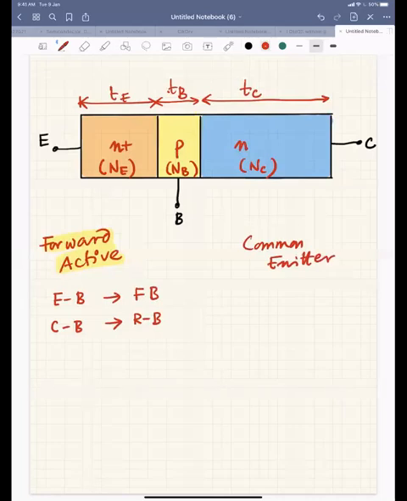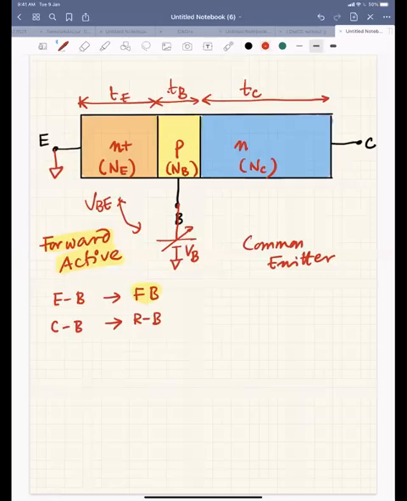So emitter is common. If I want to have forward active, the emitter base junction has to be forward biased. Your emitter is common, so I'll not give any voltage to emitter. If I want to make this emitter base junction forward biased, I'll give a positive voltage here, right? In this way, your emitter base junction is forward biased, and this voltage is VB. Then this voltage will be VBE, which is the voltage between base and emitter, the input port voltage.